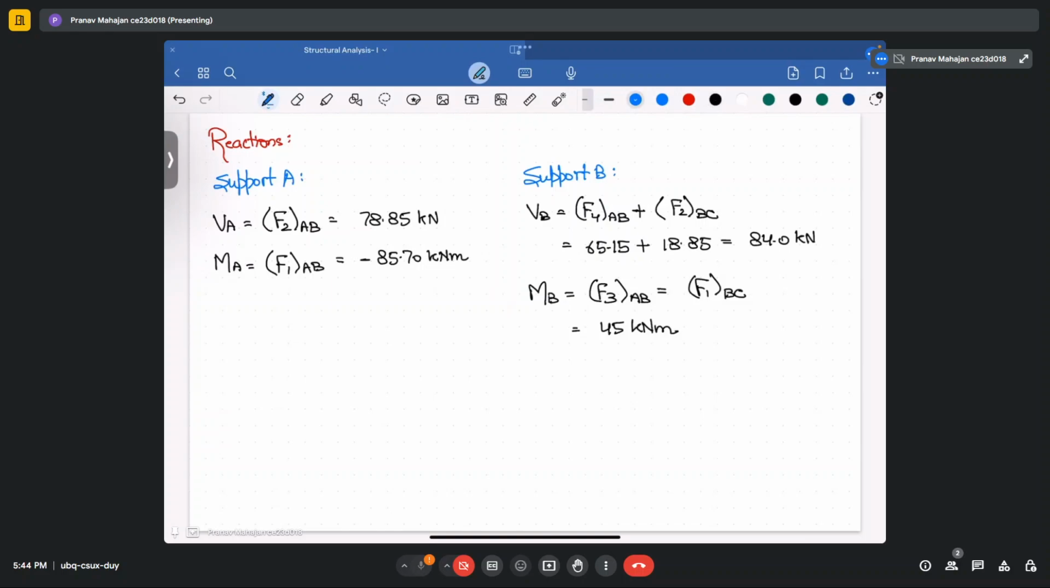Now for support C, your VC will be equal to F4 of BC, and that will be equal to 5.15 kilonewton, and your MC will be equal to F3 of BC, and it will be equal to 4.30 kilonewton meter. Okay, this is how we have calculated the reactions for all the supports. Now let's draw the shear force, bending moment, and deflection diagram.